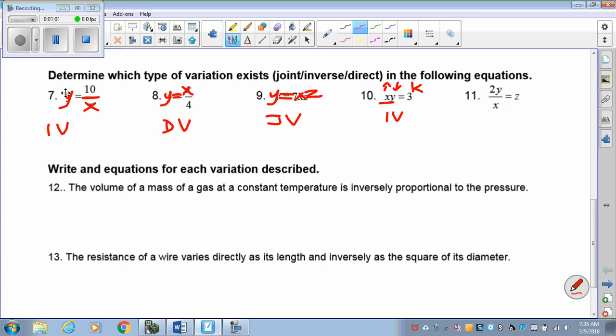And for number 11, you have 3 variables. I've got y, z, and x, so that's going to be a joint variation. If I move the x over, I would multiply both sides by x. If I have one on top and one on the bottom, they cancel out. So I have y, z, and x all on top. Very good. And then the constant here, that 10 would be k. This constant would be 1/4.